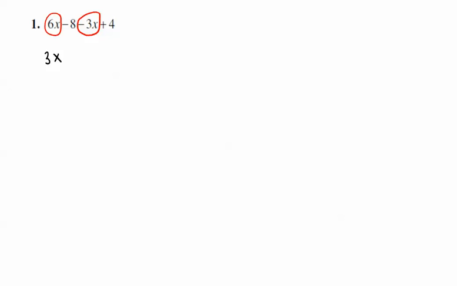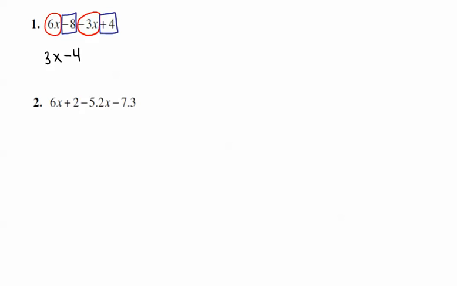And then we could use a different symbol. Instead of circles, maybe some squares around the negative 8 plus 4. So negative 8 plus 4 is going to be minus 4. And that's all there is to number 1.